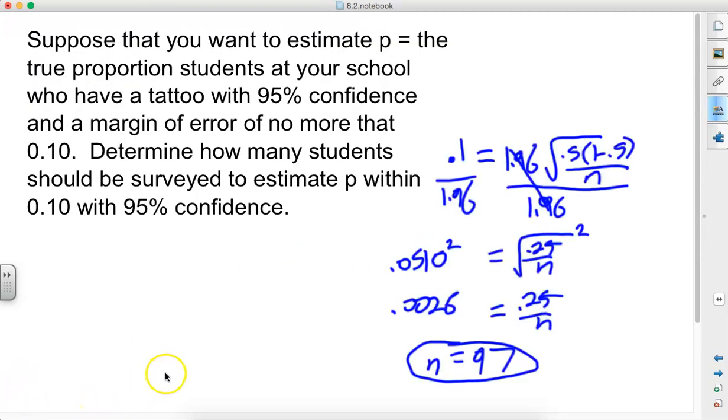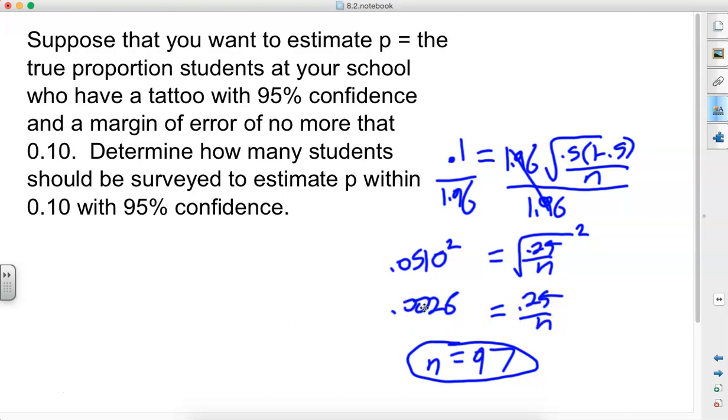Then we'll go. All right, so when you set up your formula, of course, 0.1 is your margin of error. All right, and then 1.96 is your critical value because they set a 95% confidence level. And then P hat, we'll use 0.5 and 0.5. So we divide both sides by 1.96. That gives us 0.0510. Then to get rid of the square root, we square both sides. That gives us 0.0026. And then the 0.5s multiplied to be 0.25. So you just got to divide 0.25 by 0.0026.